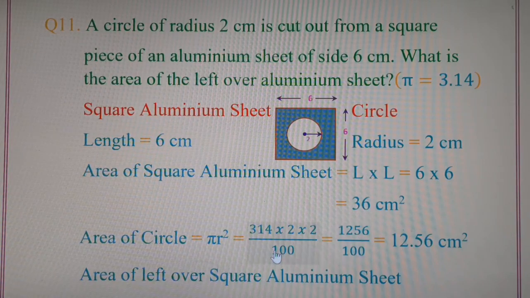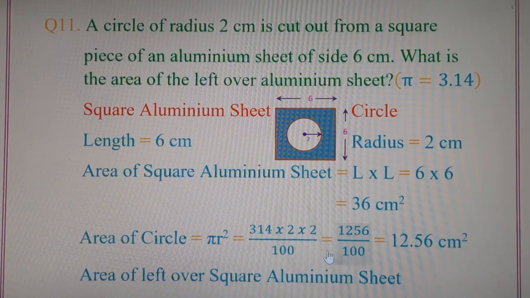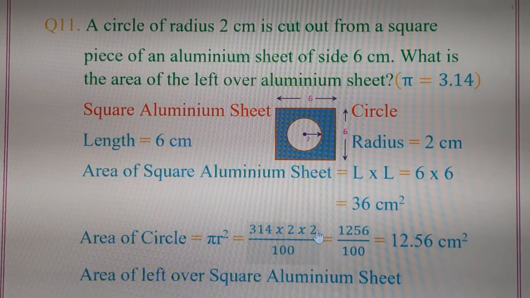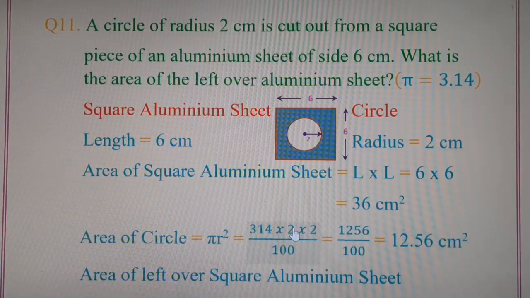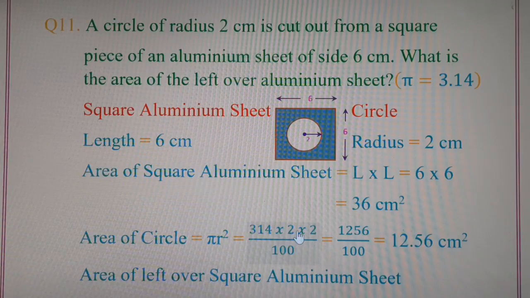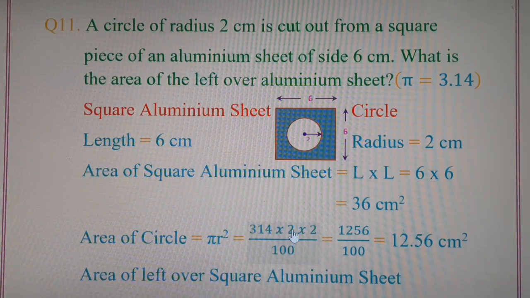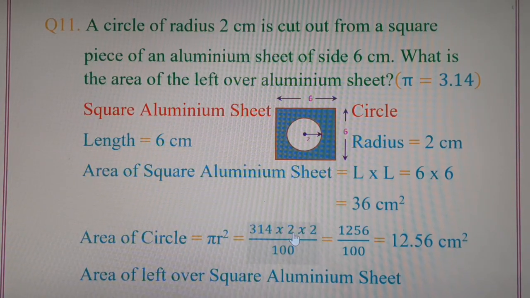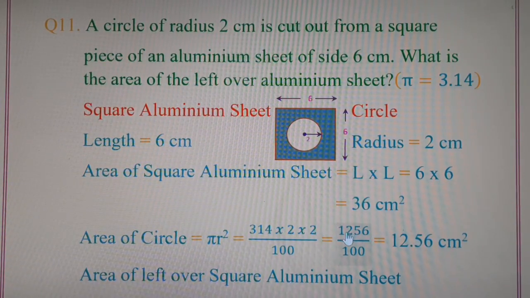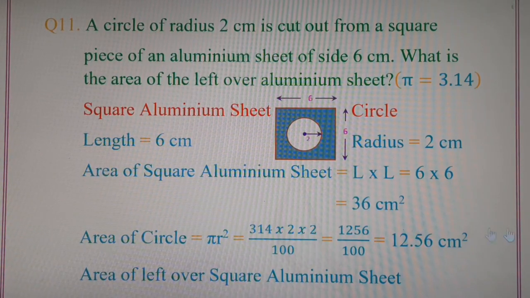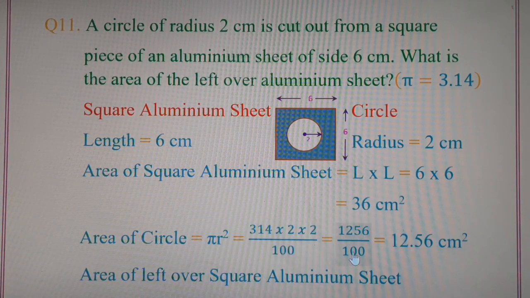We solve it further. 100 in the denominator will be copied as it is, and 314 multiplied by 2 and again by 2 we have to do. That means we double it two times. 314's double is 628, and 628's double is 1256. Children, in the rough paper you can calculate this numerator and find out. 2 2s are 4, and 4 multiplied by 314, the answer will be 1256 in the numerator and 100 in the denominator we copy.